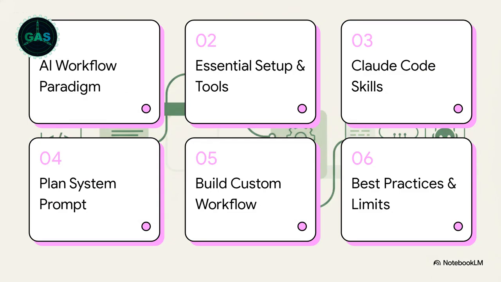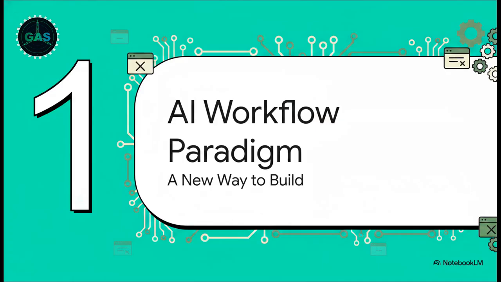Okay, let's take a quick look at our agenda for today. We'll kick things off with Section 1, the AI workflow paradigm. Then move right into Section 2, essential setup and tools. After that, Section 3 covers supercharging Claude with skills, followed by Section 4, planning the system prompt. Then we get to the really fun stuff in Section 5, building a custom workflow, and finally, we'll wrap up with Section 6, best practices and limitations. Let's get into it. Section 1.